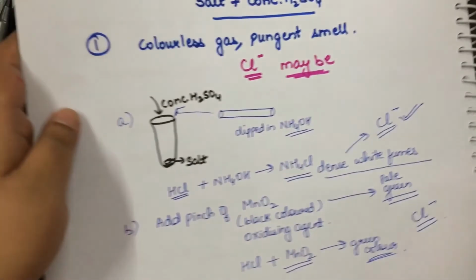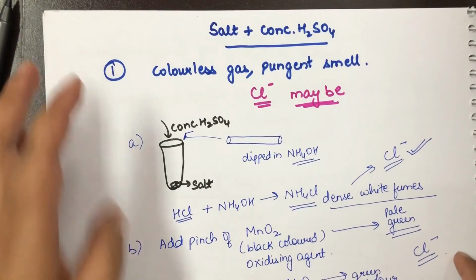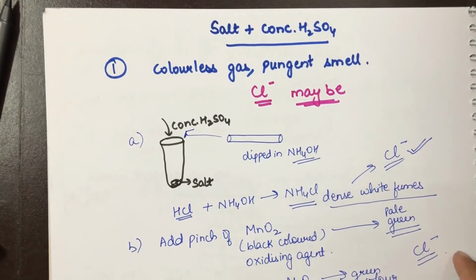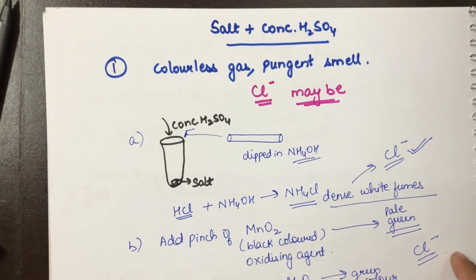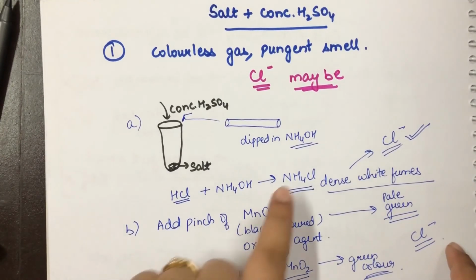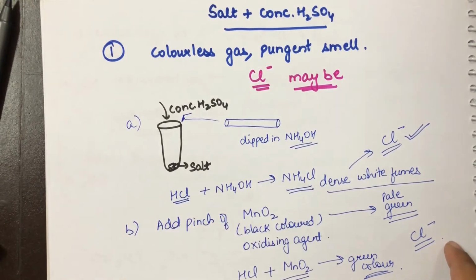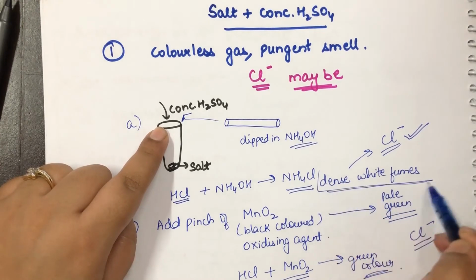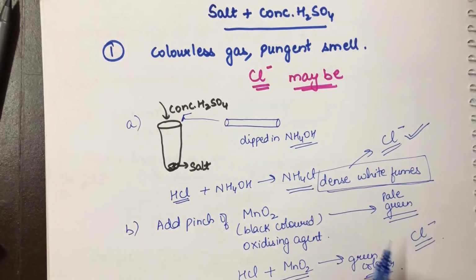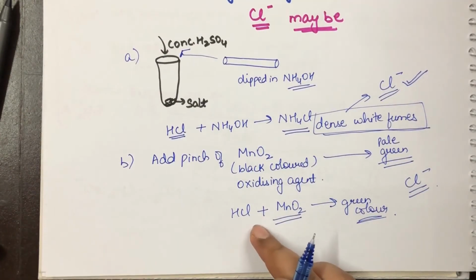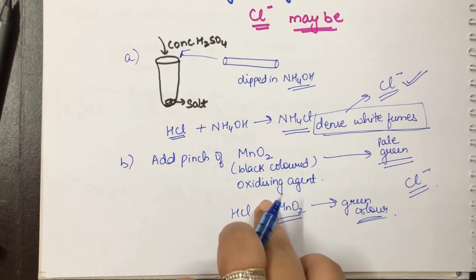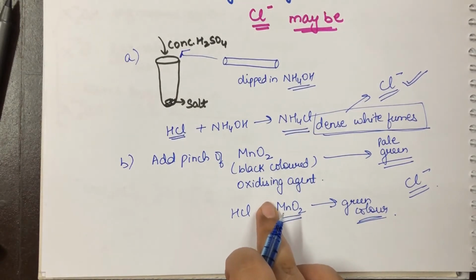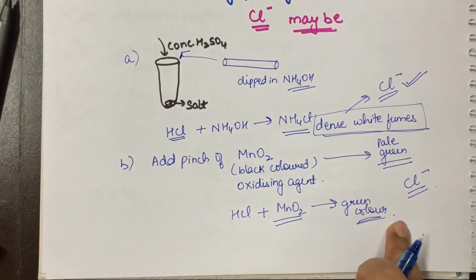So I will just quickly give a recap. You added salt and concentrated H2SO4 to a test tube. There was a pungent smell which gave you an indication that chloride may be present. So the very first thing you did was you dipped a rod in NH4OH and brought it to the mouth of the test tube. If there were dense fumes, you can directly say chloride is present. Or you can add MnO2, an oxidizing agent, to this test tube only, and it will change to green color, which will also confirm chloride.